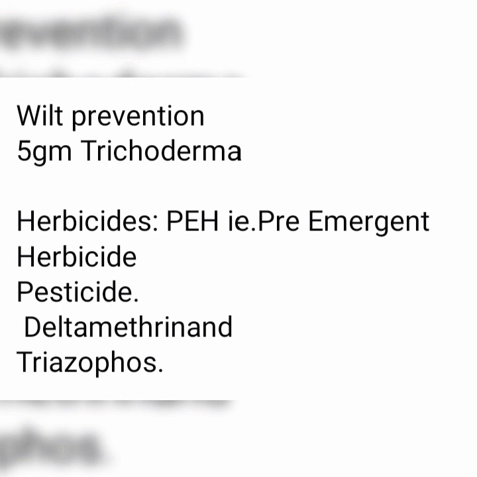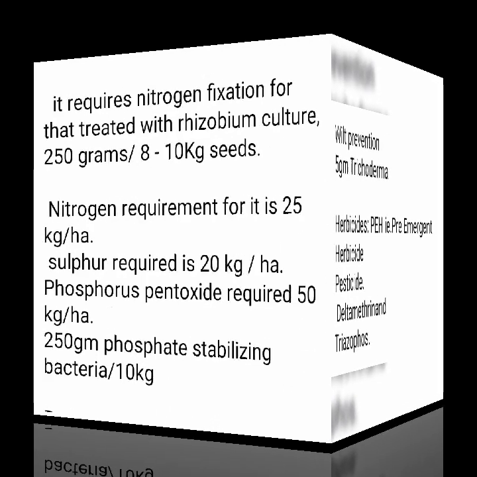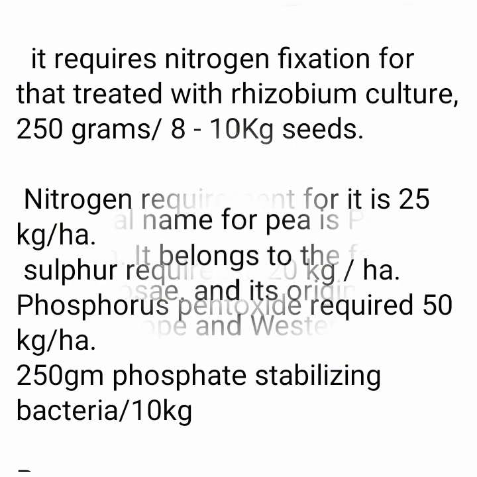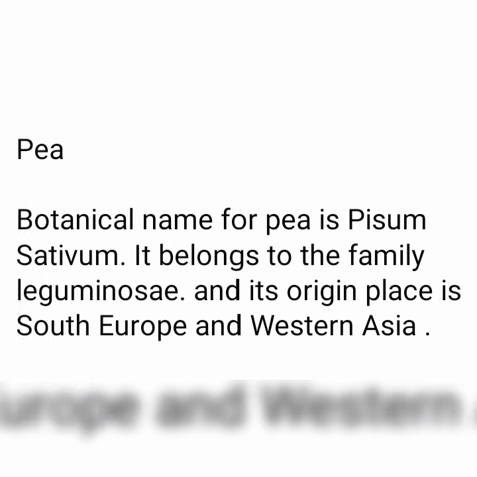and triazophos. It requires nitrogen fixation. For that, it is treated with rhizobium culture. Rhizobium culture is used 250 grams per 8 to 10 kilogram of seeds. Its nitrogen requirement is 25 kilogram per hectare. Sulfur required is 20 kilogram per hectare. Phosphorus pentoxide required is 50 kg per hectare. 250 gram phosphate solubilizing bacteria is used per 10 kg.